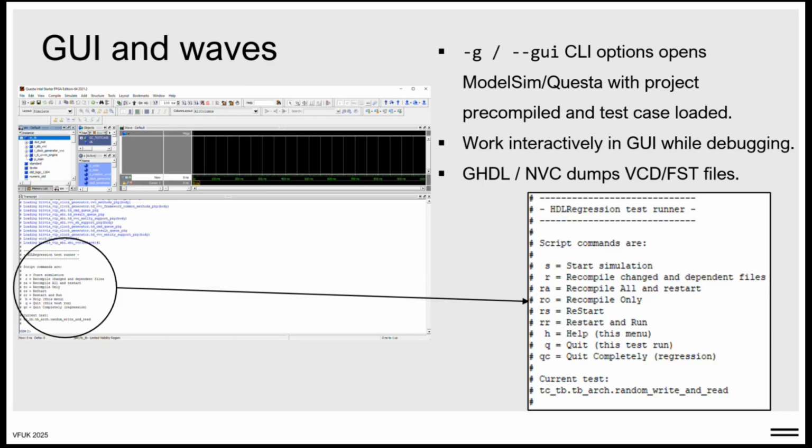We want to work in the terminal, but sometimes we need to look at a waveform and inspect signals and timing. HDLRegression lets you work on your design and run a test case from inside the simulator graphical user interface. It gives us a menu with commands that we can use to work interactively in the graphical user interface, such as recompiling and running our simulations.